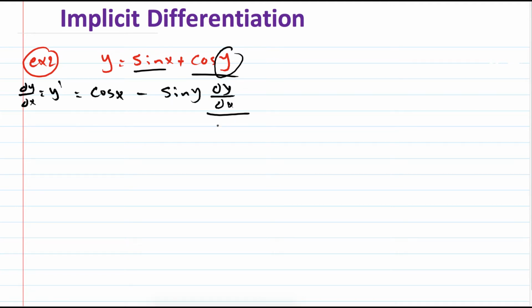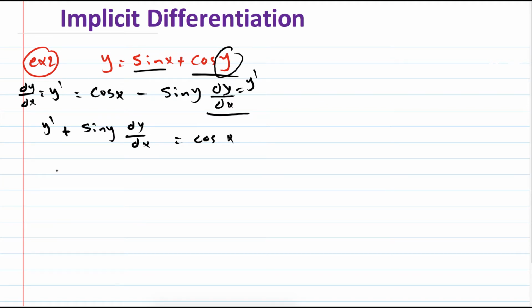Do not forget this dy over dx. That is the whole point of implicit differentiation. So as you can see, sine of y has the dy over dx with it, or it has the y prime with it. I have to take it to the other side so I can find just dy over dx. Okay, so y prime plus sine of y dy over dx equals to cosine of x.